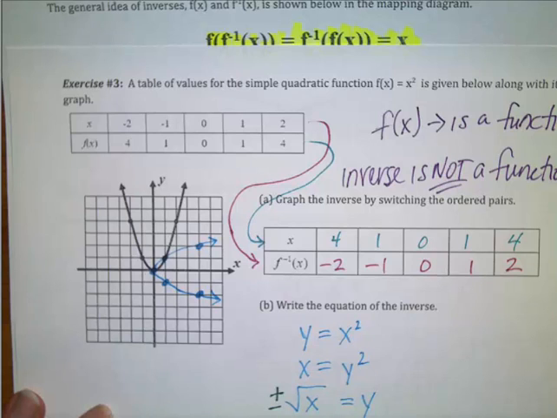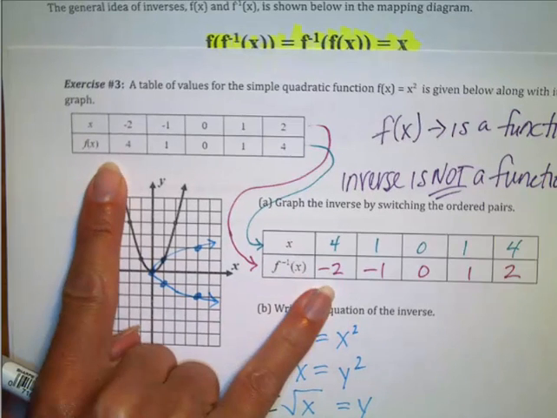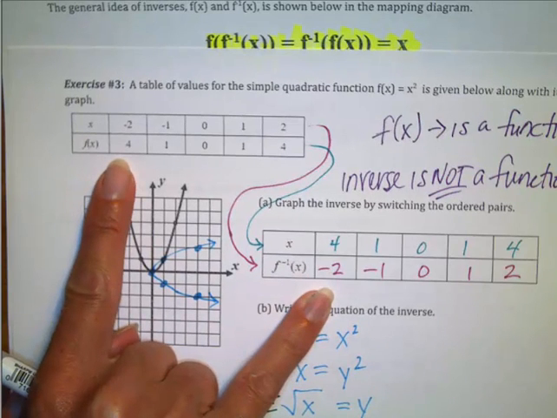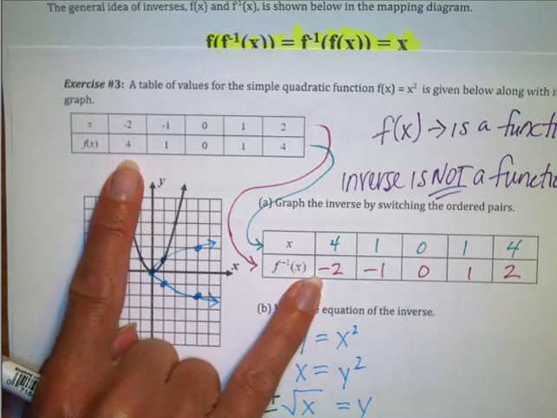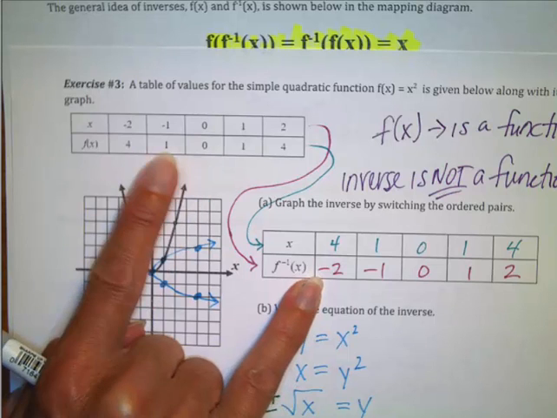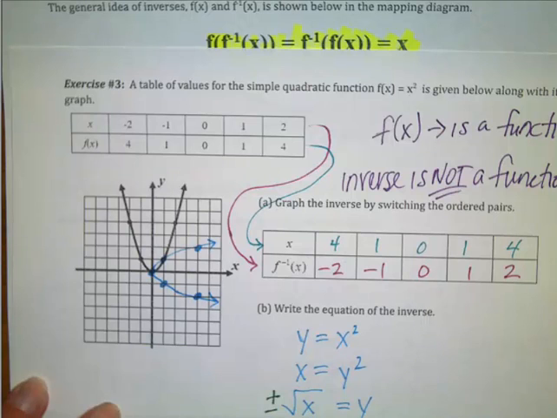Okay? Now, the other thing we need to know is if I want to check and see if something is an inverse, I can look at the ordered pairs and they should be swapped. XY should go to YX. So -2, 4 goes to 4, -2. -1, 1 goes to 1, -1. That's a great way to check if they are inverses.